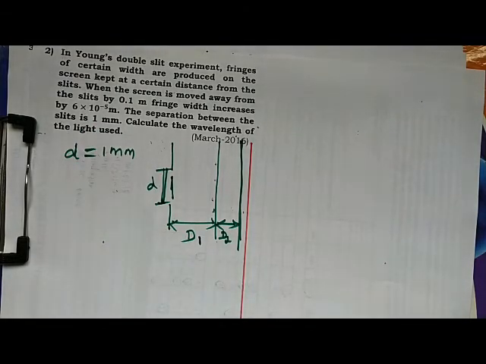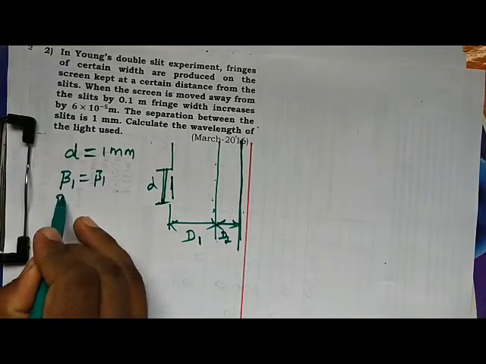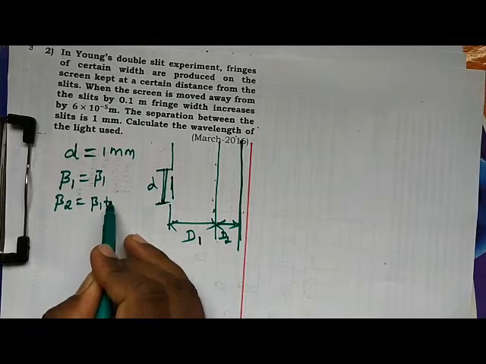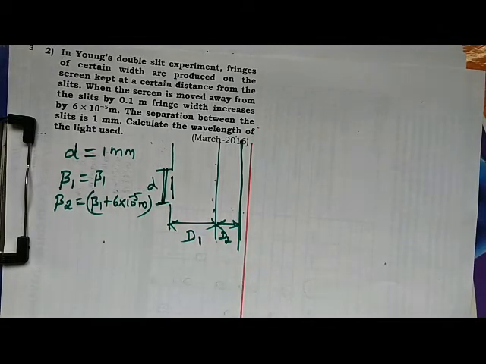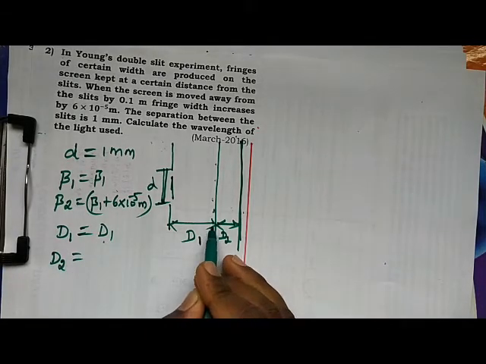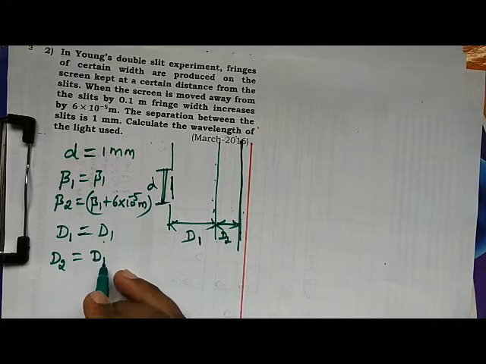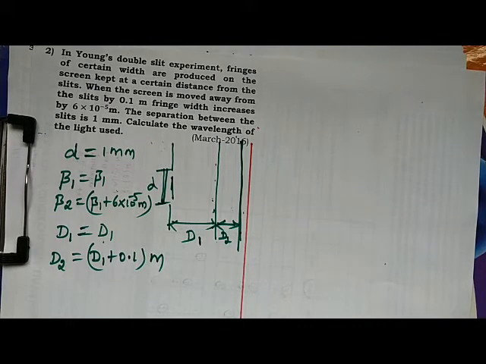But the initial fringe width is not given. You take the initial fringe width as beta 1. The change in fringe width we take as 6 into 10 to the power of minus 5 meter. This is the change in fringe width between beta 1 and beta 2. The initial distance is not given, you take it as d1, but the final distance is moved from the initial position to the final position. How much it is moved? 0.1 meter. So this can be written as d1 plus 0.1 meter. This is the given data. Here once again we need to calculate the wavelength of the light used.